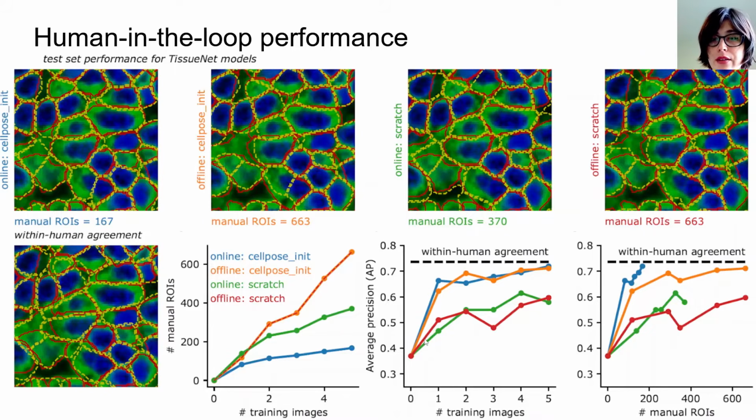Whereas you can see the scratch model required more ROIs in the loop and also still performed worse after 5 images. So generally speaking, if your data is somewhat close to the Cellpose dataset, it should generally work better to start with the Cellpose model, and it should generally require less data to use the Cellpose model in the loop in the GUI.